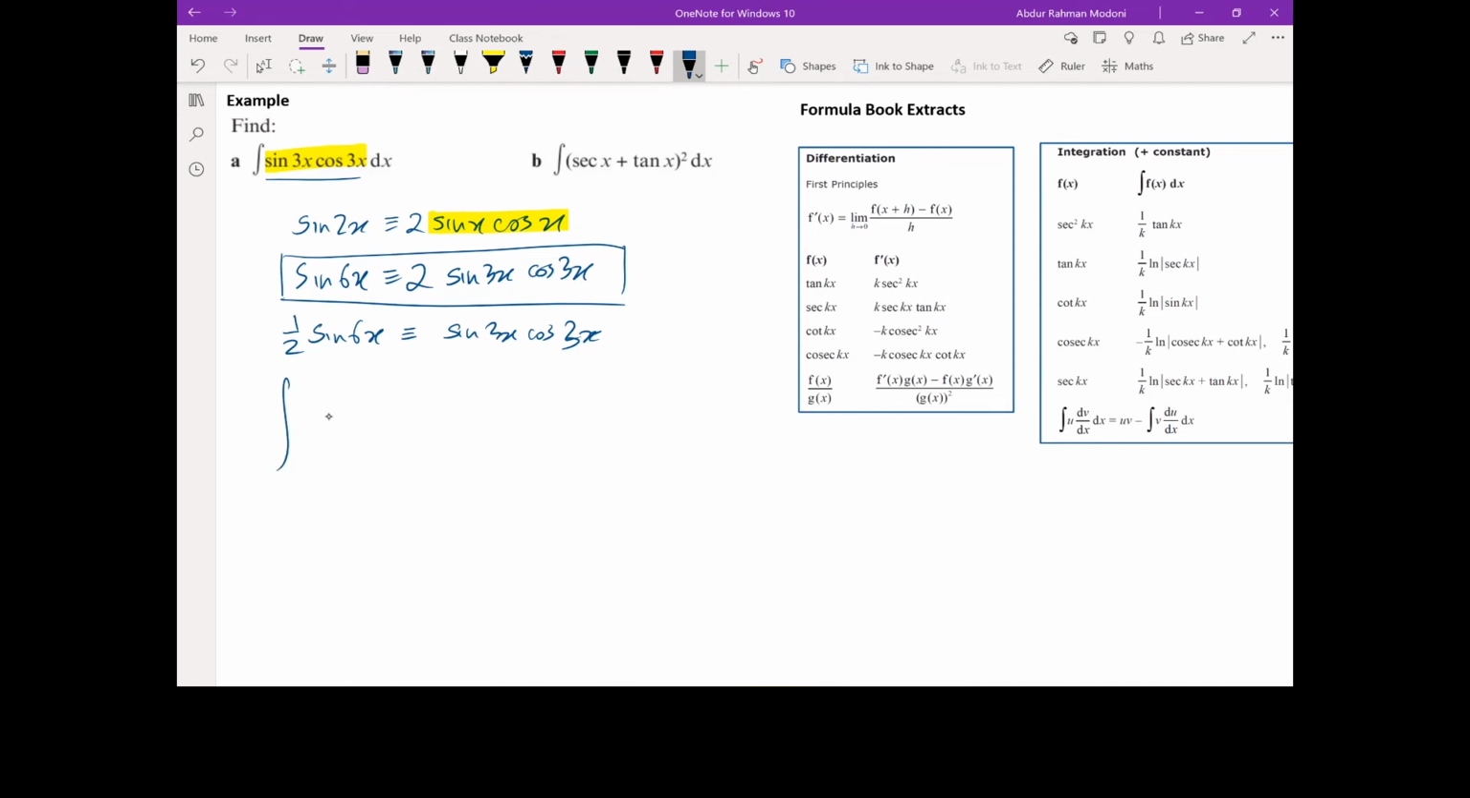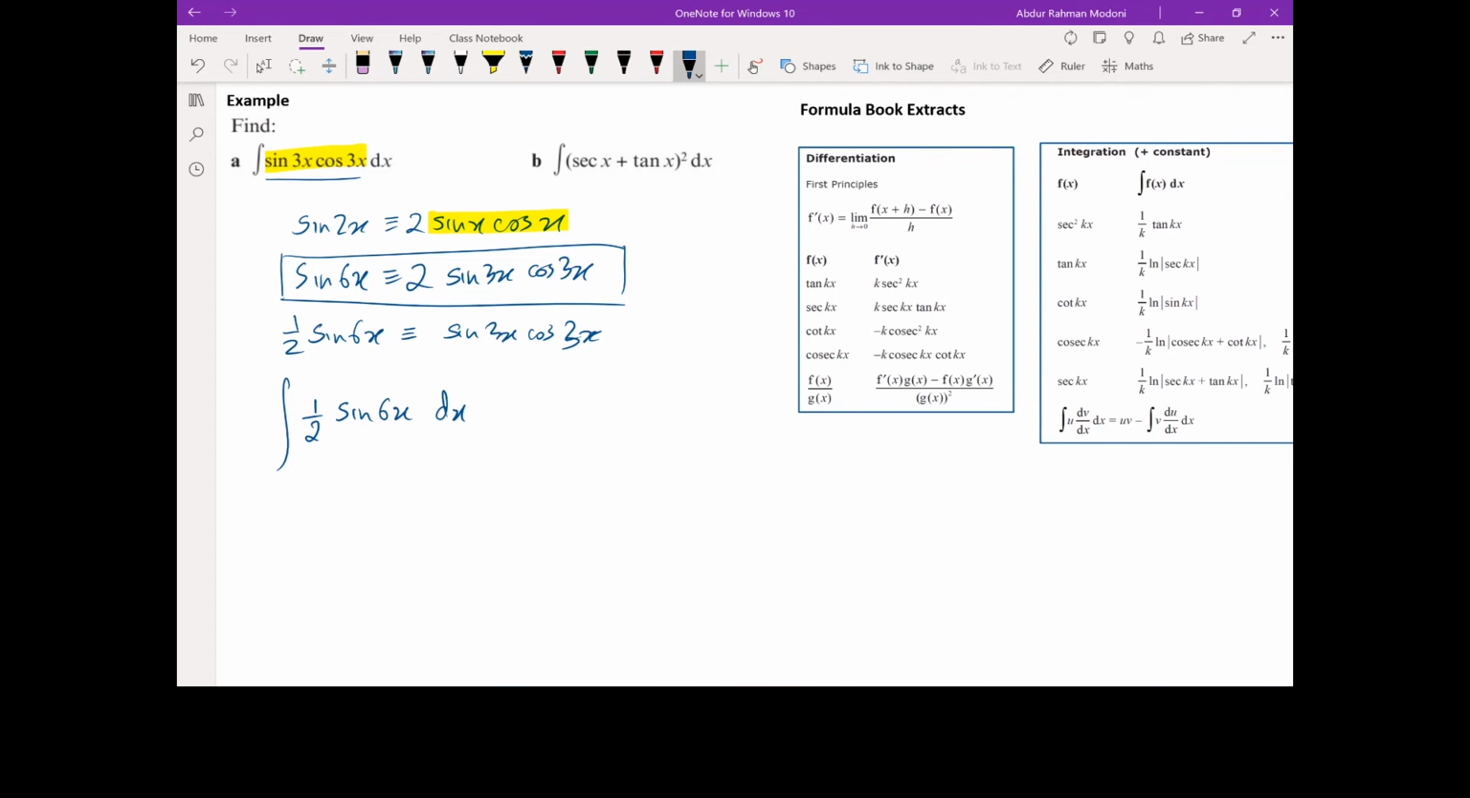And sine 3x cos 3x now becomes the integral of a half sine 6x. So essentially we're integrating this with respect to x. So we know how to integrate sine 6x. When we differentiate cos, we get minus sine. So when we integrate sine, we get minus cos.